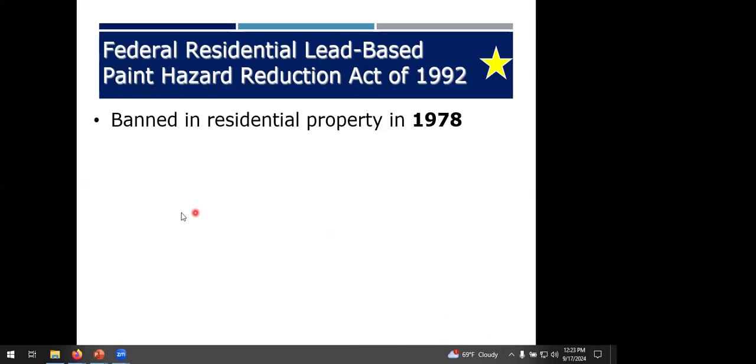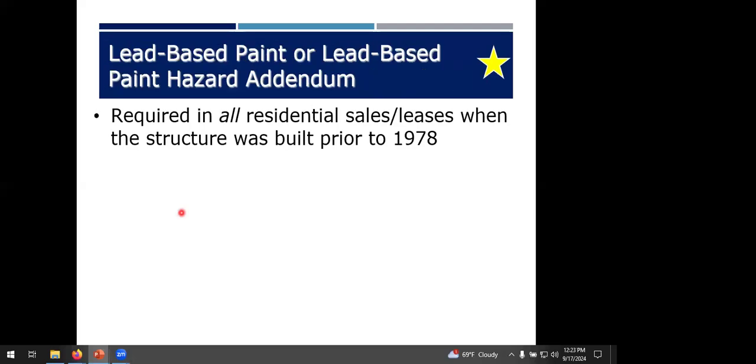Anything built prior to 1978, lead is banned. We have a document called the Lead-Based Paint or Lead-Based Paint Hazard Addendum. This is required on all residential sales and lease transactions on anything built prior to 1978. And again, it doesn't say, you have lead. It says, because of the year it was built, you may have lead, and helps to educate the consumer. They need to decide their risk tolerance, and they can't decide their risk tolerance if they're not educated.